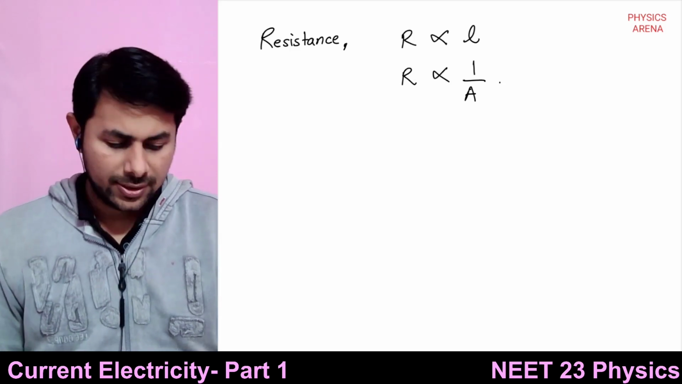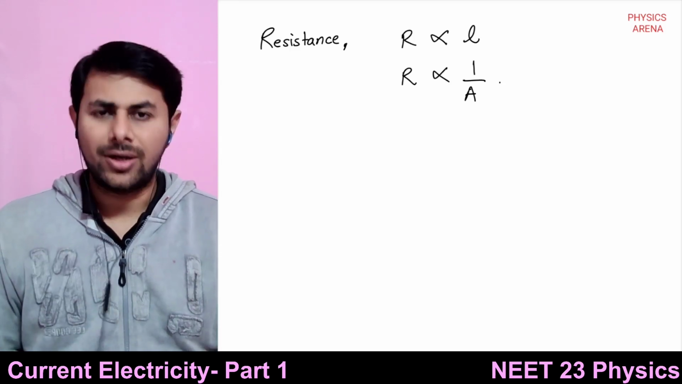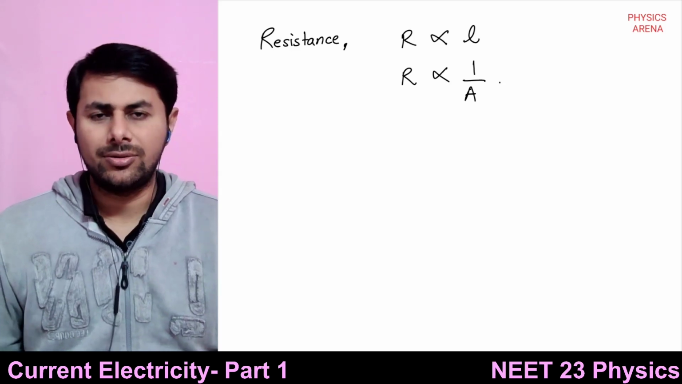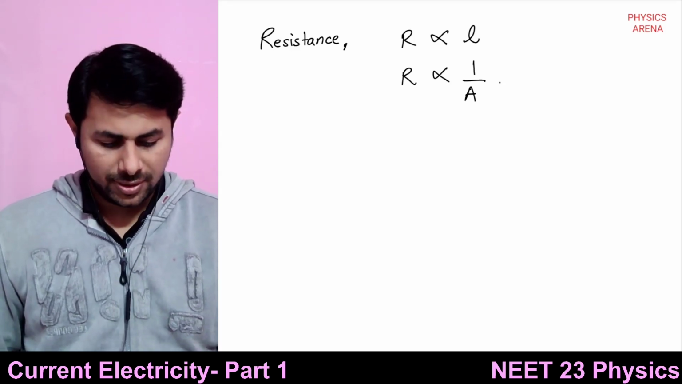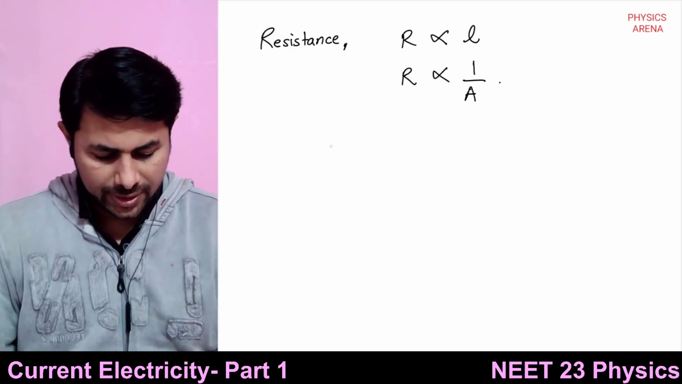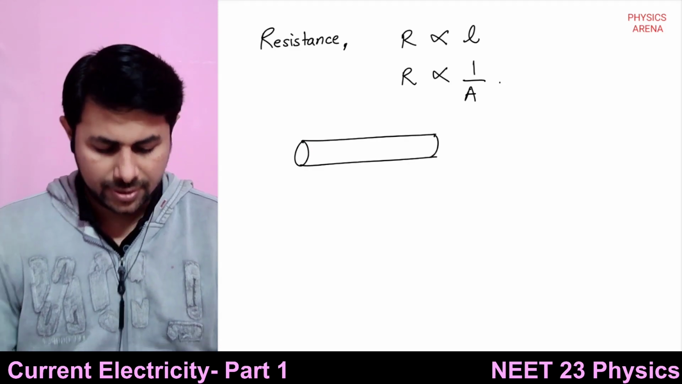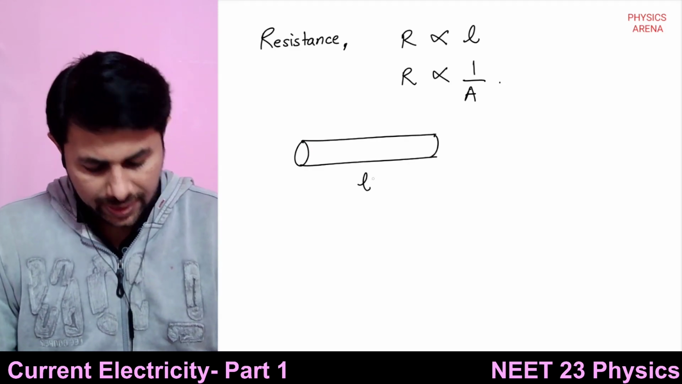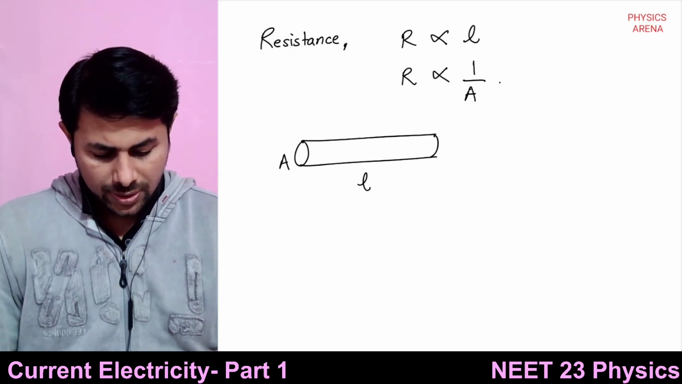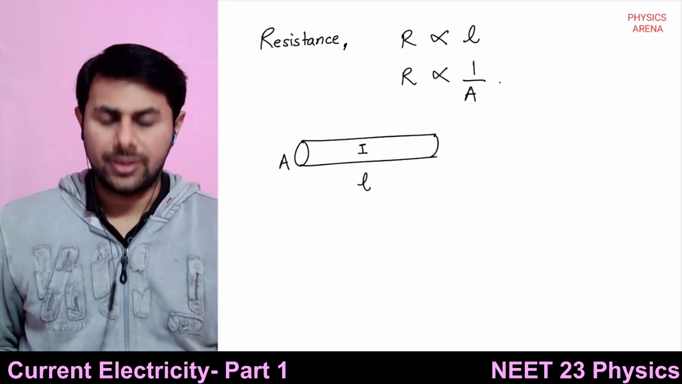Okay, the resistance is directly proportional to the length of the wire or any material that we have, and it's inversely proportional to area of cross section. Right. So now why is so? So for an example, if we consider a cylinder like this, suppose its length is L, area of cross section is A. So now suppose some current flows through it.